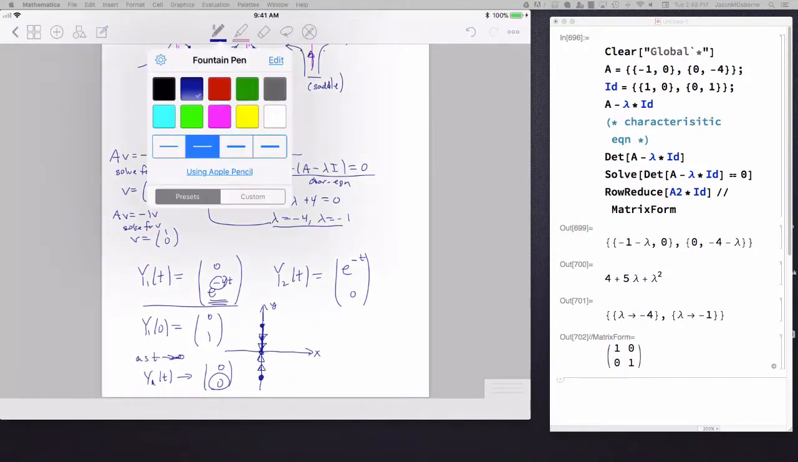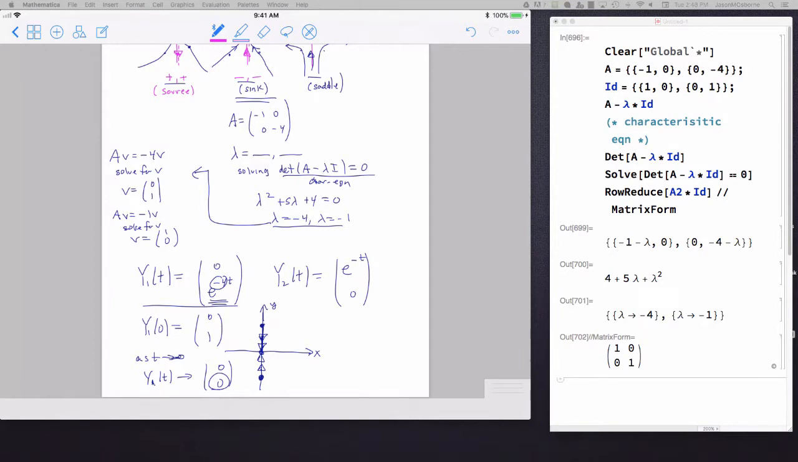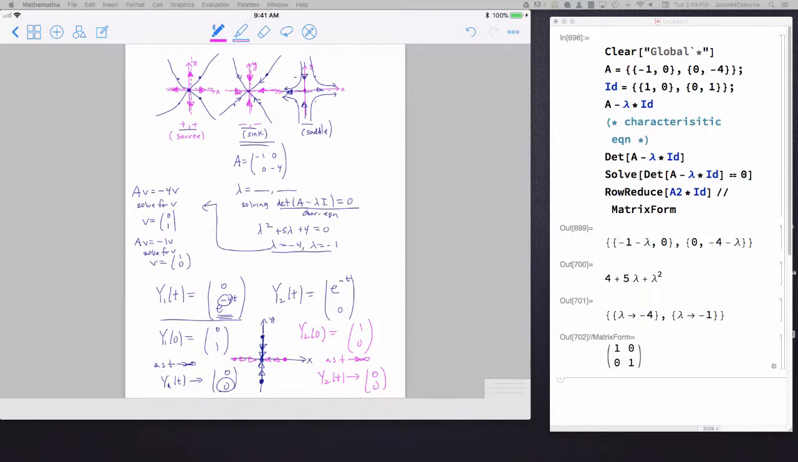Okay. The other solution, y2: if you look at y2 of 0, the initial condition is (1, 0), and look what happens as t goes to infinity. y2 of t goes to (0, 0), which means that we're coming in towards 0 along this direction. Initial conditions on this side will do the same thing. Okay. And therefore, we can see our source equilibrium point setting up here.